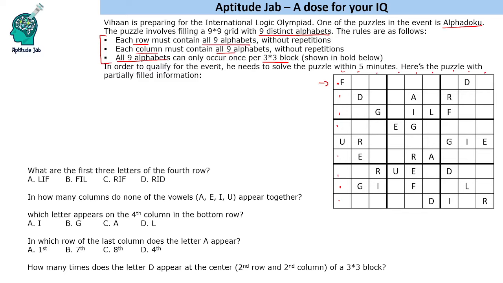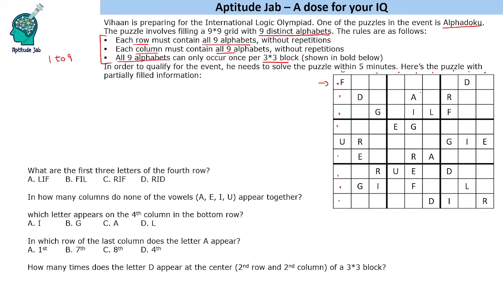In order to qualify for the event, he needs to solve the puzzle within 5 minutes. So let's say if you can solve within 5 minutes and qualify for this event. So here's the puzzle with partially filled information. Okay, now our brain is programmed to solve Sudoku. So if you have been solving Sudoku, you know how to solve Sudoku because there is a process that we apply. We always think of the digits 1 to 9.